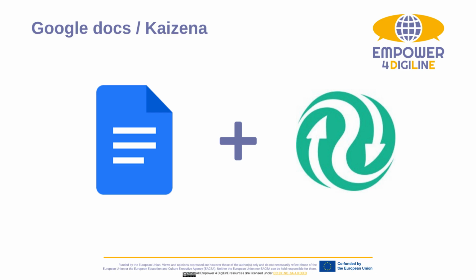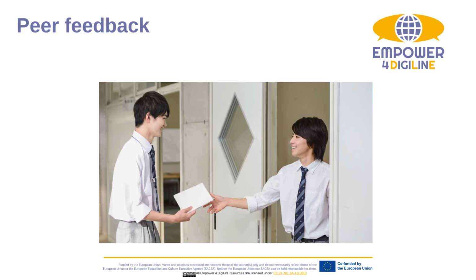Now let's talk about a tool that puts students in the driver's seat: peer feedback. With the right structure, students can give each other constructive feedback that reinforces learning and builds critical thinking skills. You can use this when students are revising work or preparing presentations, and when you want to build collaborative classroom culture and reflection. Let's see a classroom example.